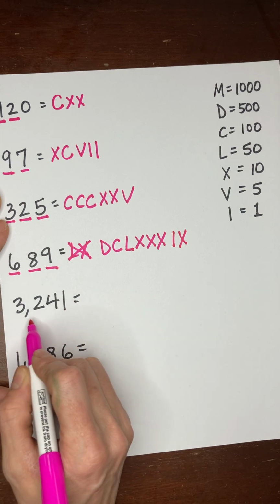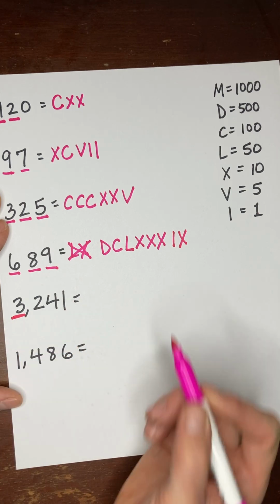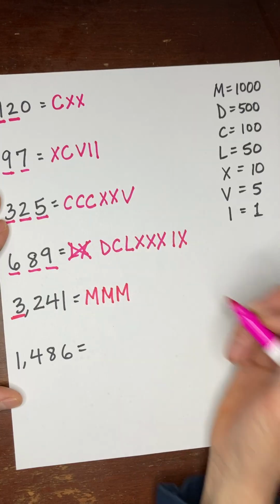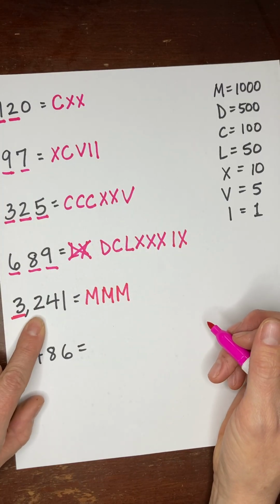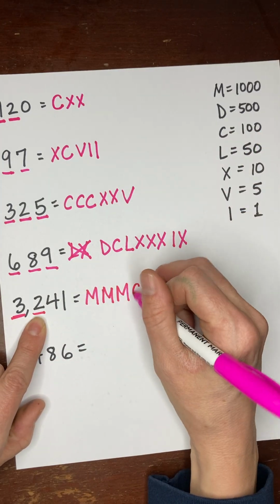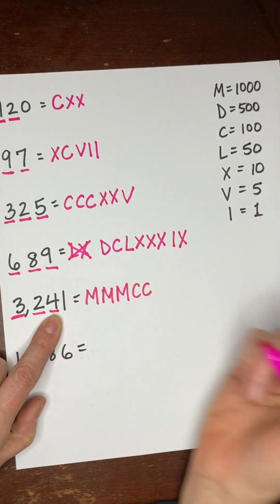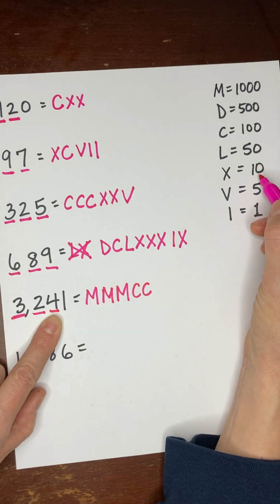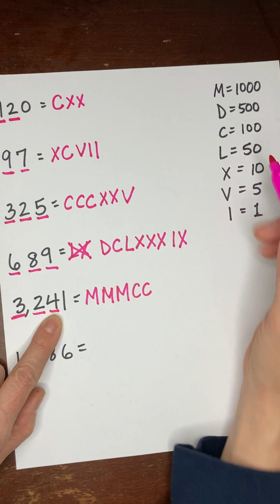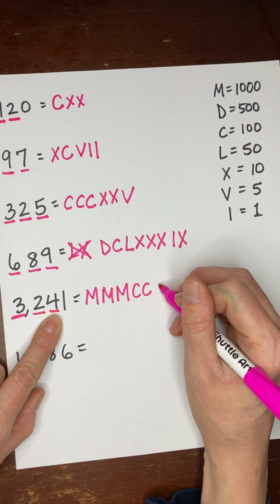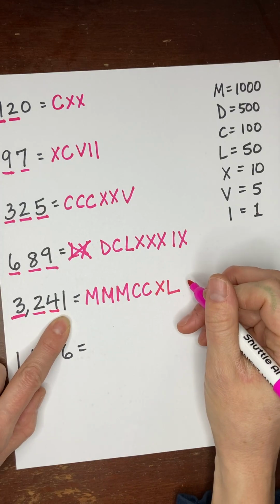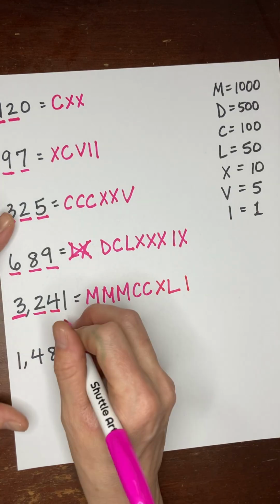All right, let's get into something with the thousands. So I have 3 thousands. I can use 3 M's, M, M, M for my thousands. And then I've got 200. Let's see, C is 100. I can use 2 C's. I have 40 for my tens. I don't have a 40 and I can't use 4 X's. So I'm going to have to do 50 minus 10, which is XL, right? Because they have to be out of order in order to subtract. And then I've got an I at the end for my 1.